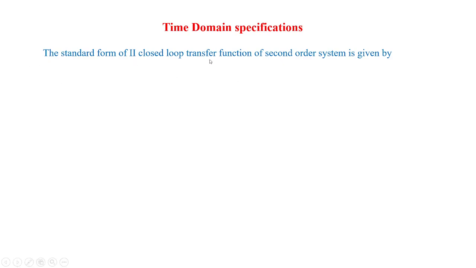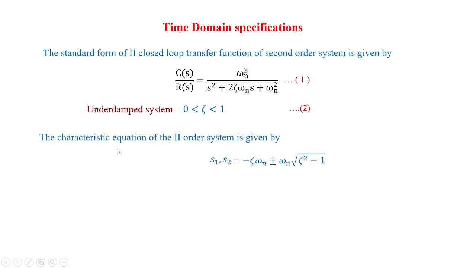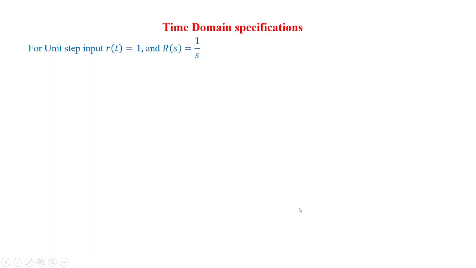So, the standard form of the second order closed loop transfer function is given by C(s) by R(s), which is shown by equation 1. So we know that for an under-damped system, the zeta value lies between 0 and 1, and the characteristic equation roots are given by s1 and s2, where omega n multiplied with the square root of 1 minus zeta square is known as omega d, where omega n is the natural frequency and omega d is the damped frequency, whose value is given by equation 3.